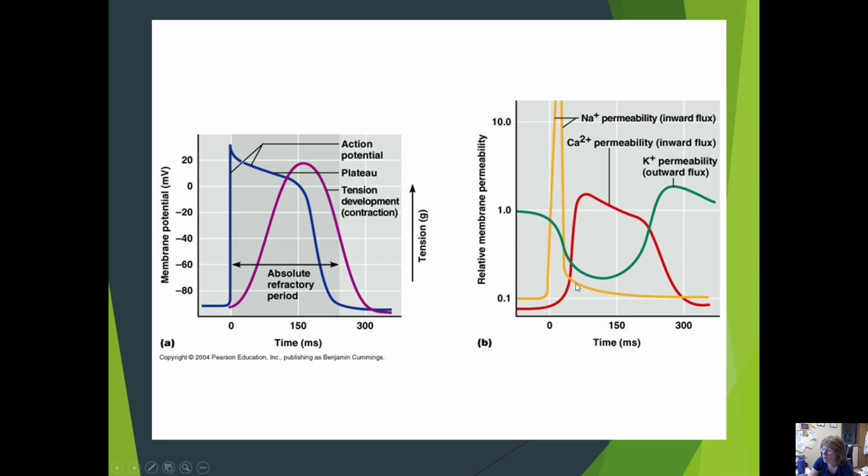So this plateau right here is due to the inward flux of calcium, and the fact that these gates close slowly, so that we have this long absolute refractory period from the time that we have initial depolarization until we get back down here at complete repolarization at resting membrane potential. And so any stimulus that's applied in this time period right here will not be responded to because the gates have not reset.